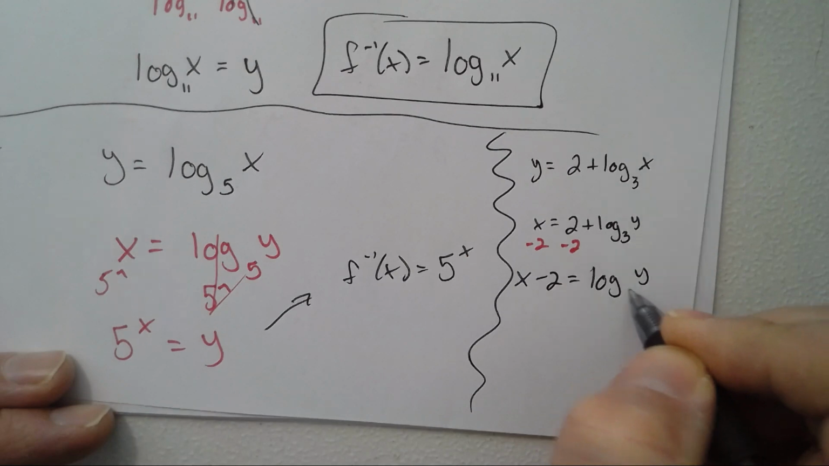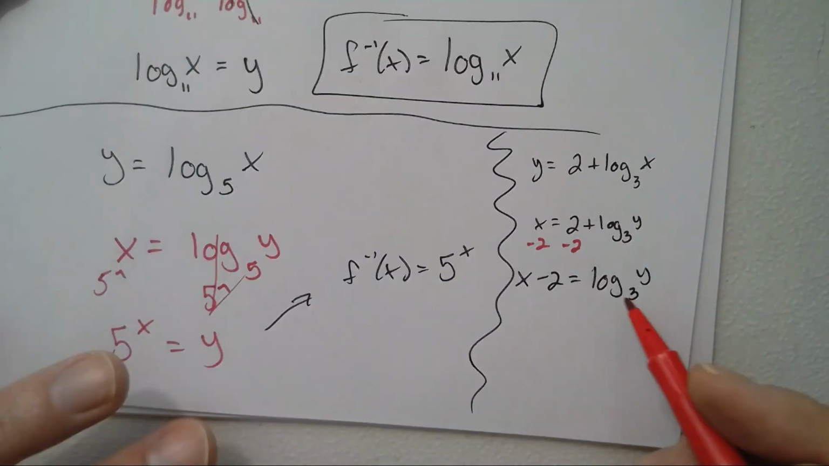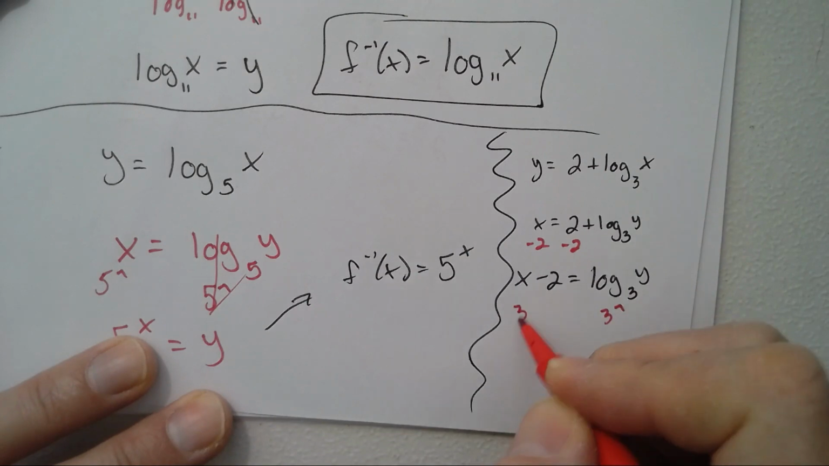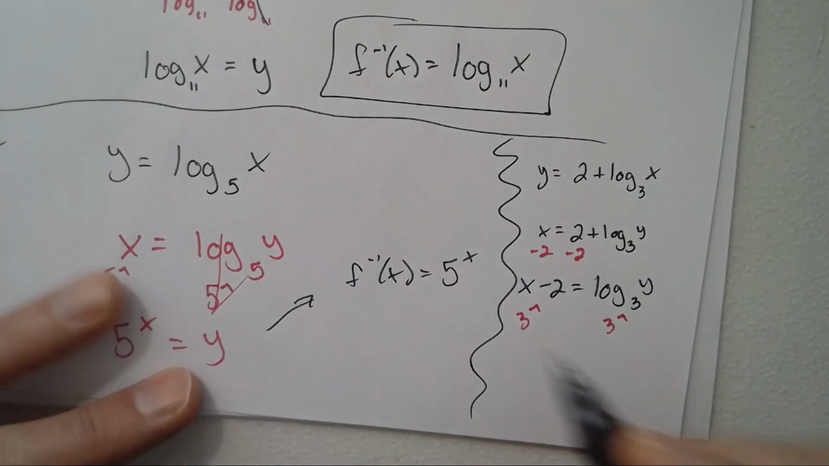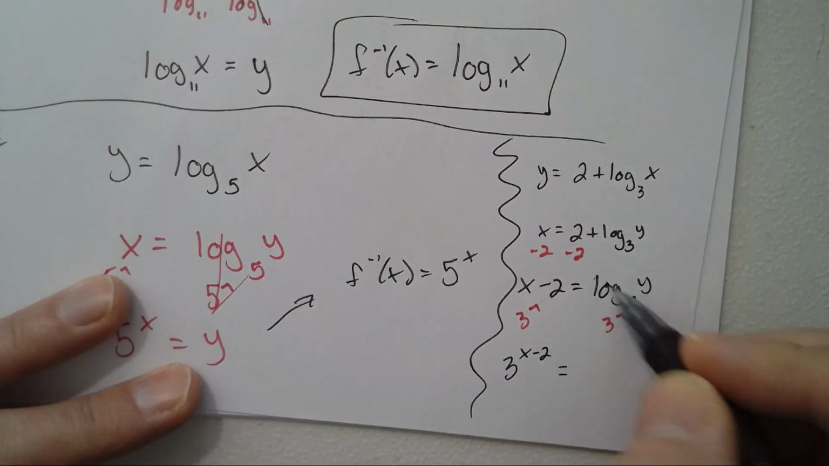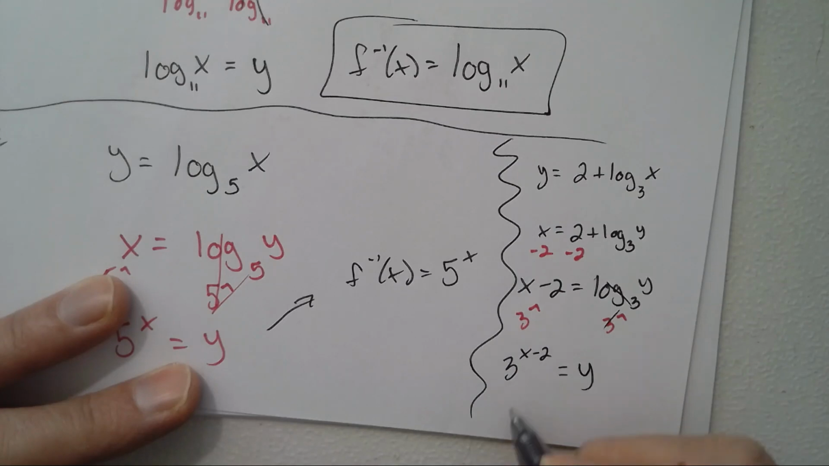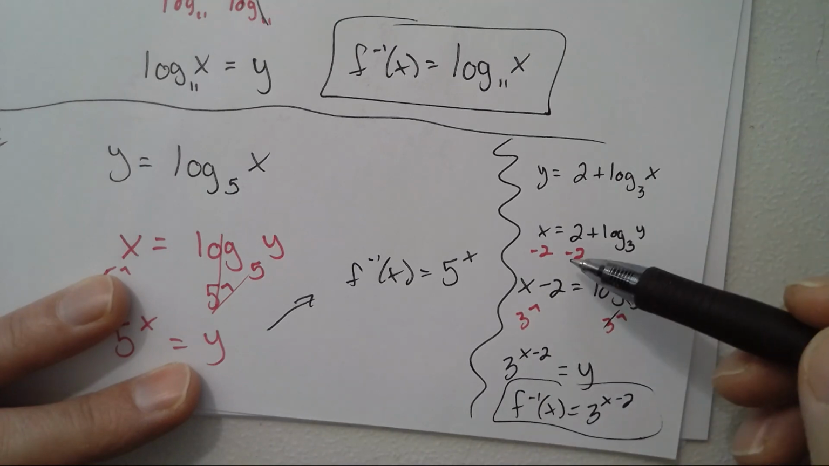Just one more step. So now we can, to undo a log base 3, do 3 to the power. So on the left it's going to be 3 to the x minus 2 equals y. So there's your inverse. Just remember to subtract 2 first. That's the only other thing there.